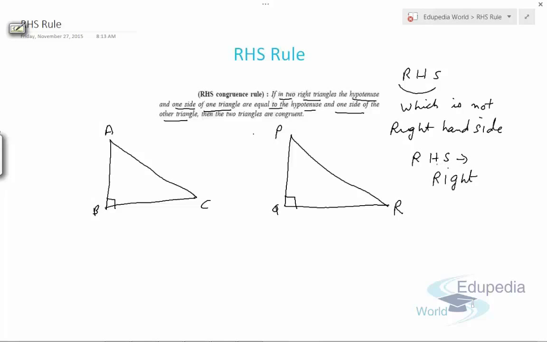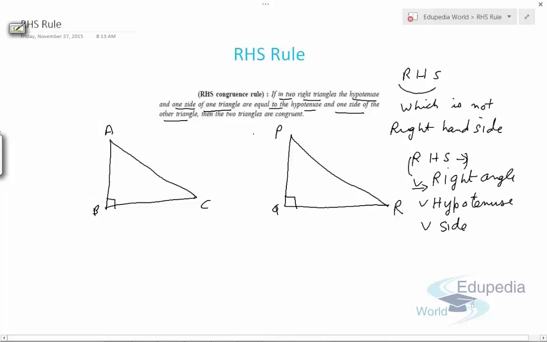In the congruency rule we have three criteria to prove. One criterion should be the right angle, another should be the hypotenuse, and the last should be any corresponding side being equal. So these three criteria come in the RHS rule. We have to be very careful while using the RHS rule. We have to look for one right angle, one hypotenuse and one corresponding side. Now let's discuss how we can do this.